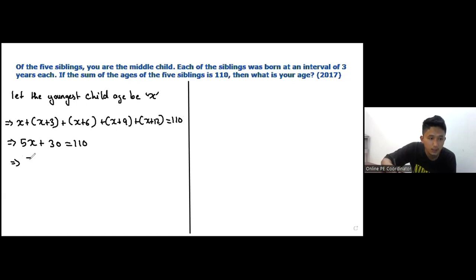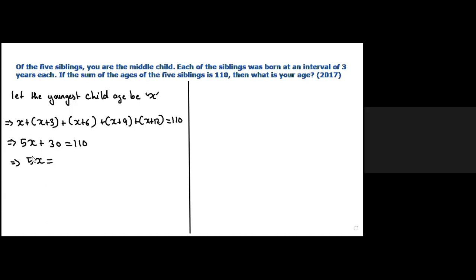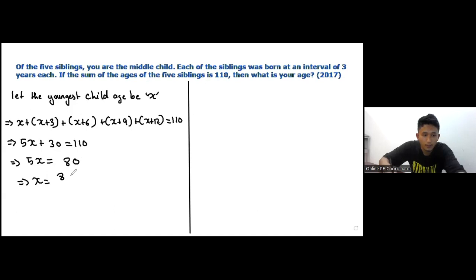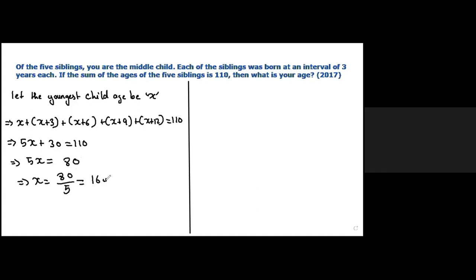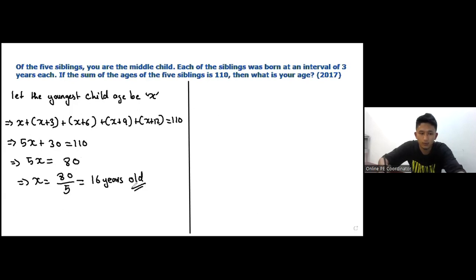So 5x equals 110 minus 30, which is 80. So x will be 80 divided by 5, which is equal to 16 years old. This is the age of the youngest child.